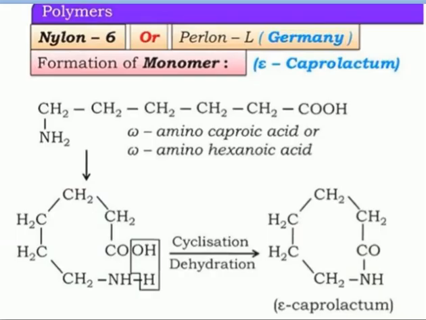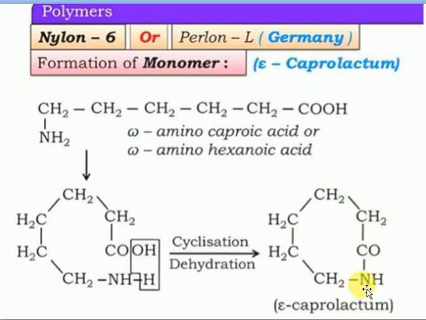Then students, look at this very important point. Consider nylon 6 and the formation of its monomer. From here one hydrogen is leaving, and from here one OH group is leaving. When the OH group and hydrogen leave, they undergo a dehydration process and form a cyclic compound. This cyclic compound is caprolactam only. It contains an amide linkage.